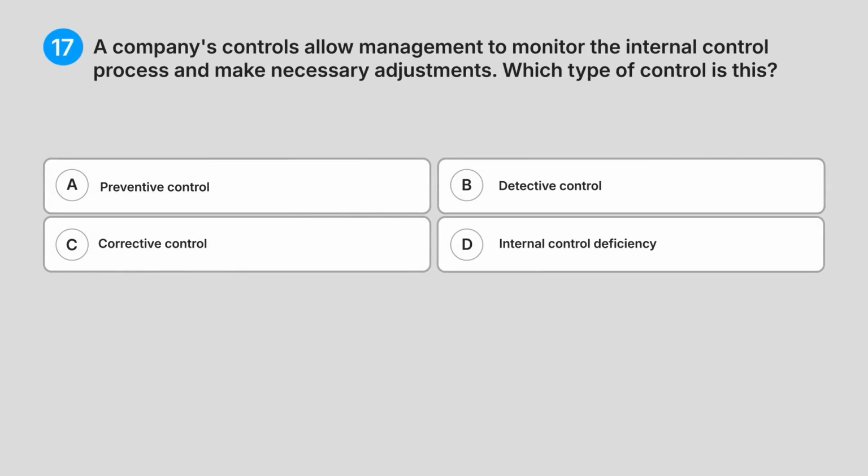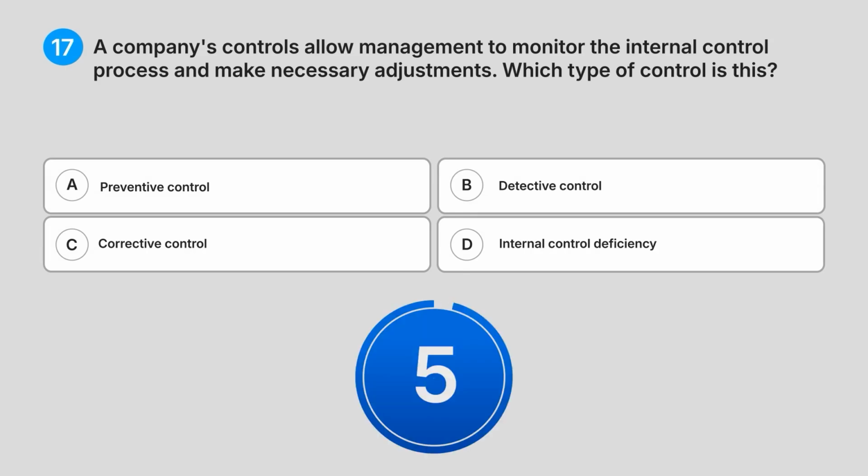17. A company's controls allow management to monitor the internal control process and make necessary adjustments. Which type of control is this? A. Preventive control. B. Detective control. C. Corrective control. D. Internal control deficiency. Do you know the answer?